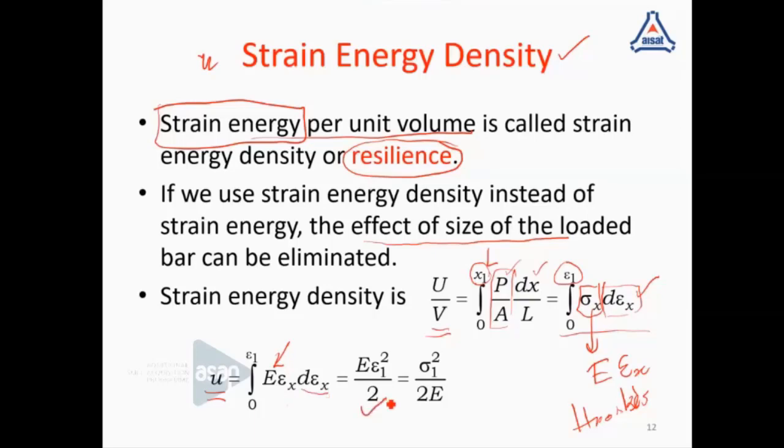And again, if we want, we can replace epsilon 1 square by sigma 1 square by E square. The E and one E will cancel, and finally we will get this expression for strain energy density. So this expression also we have to remember. Strain energy density is sigma 1 square by 2E, or sigma square by 2E, in a linearly elastic material.